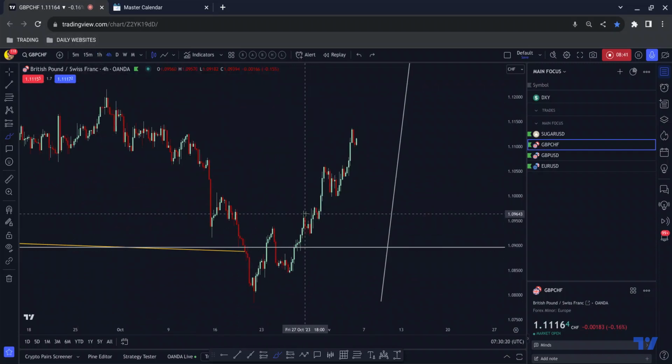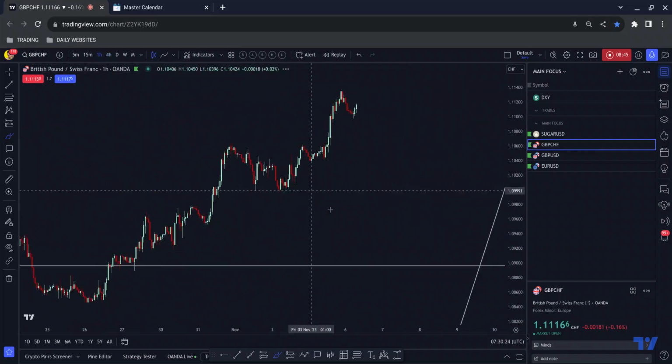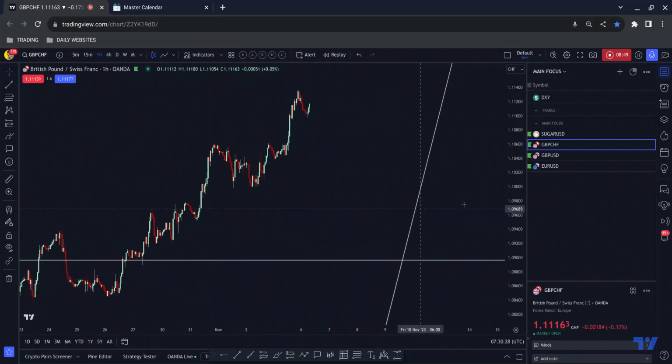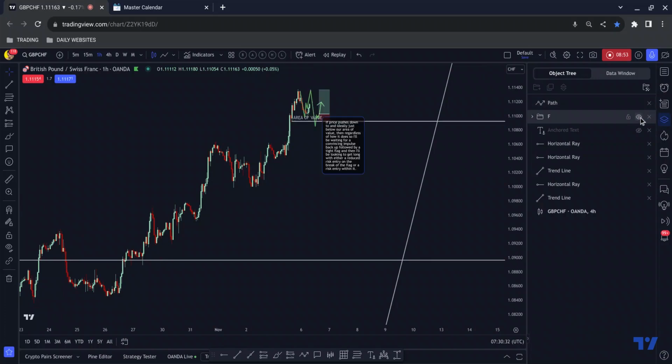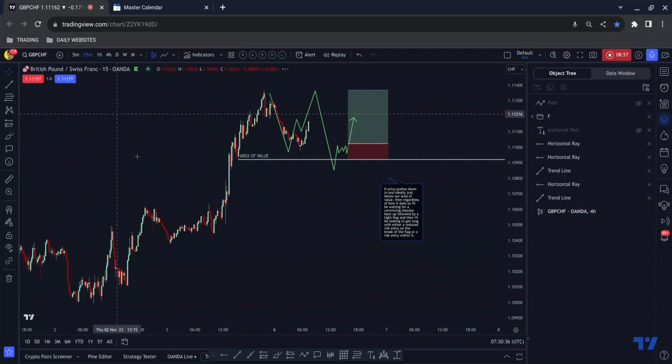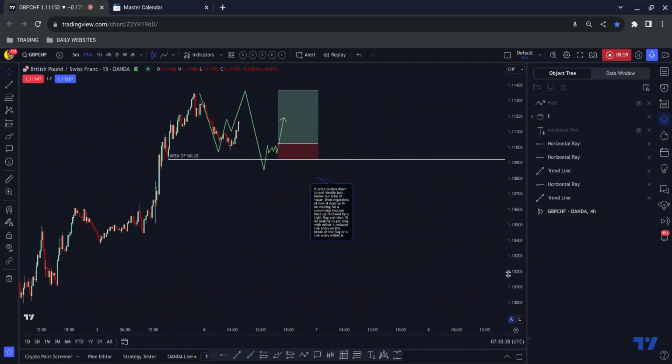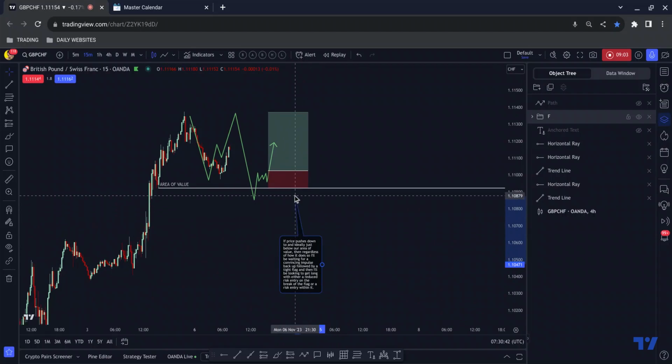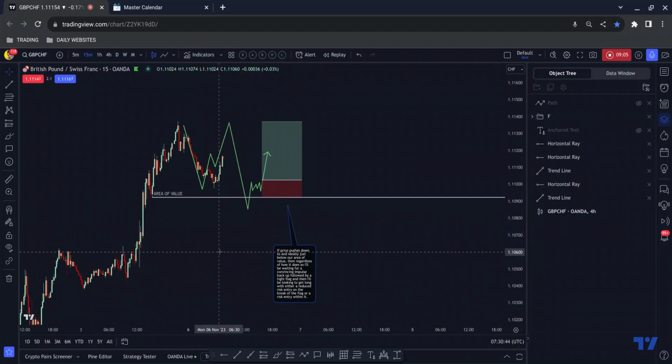You can see we've had these impulse correction continuations since, giving me a clue that we're well and truly in a run of momentum to the upside. So what I'll be looking for today from this pair, I do have to speed up a little bit because sometimes I get a bit carried away, but that's just because I enjoy what I do. I forecasted this on Saturday morning, and what do you know? It appears to be happening.